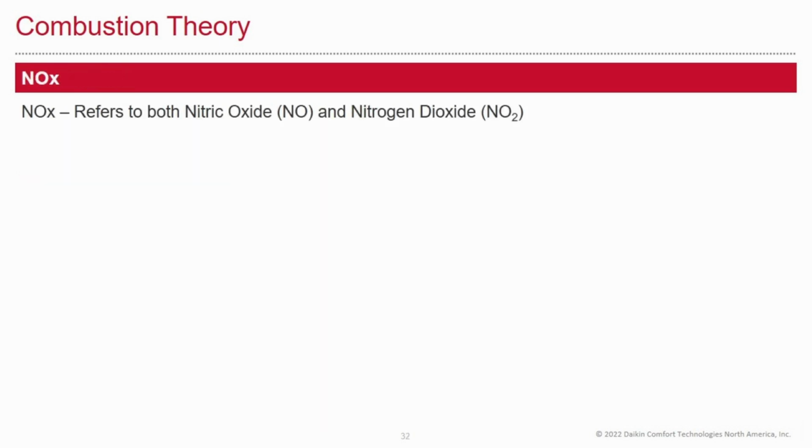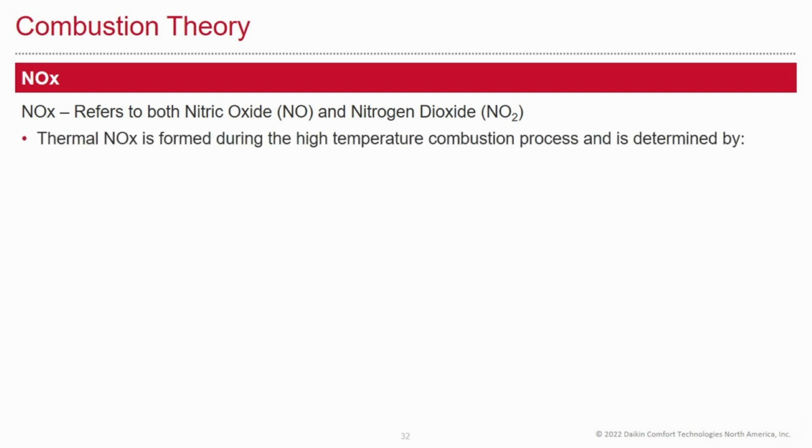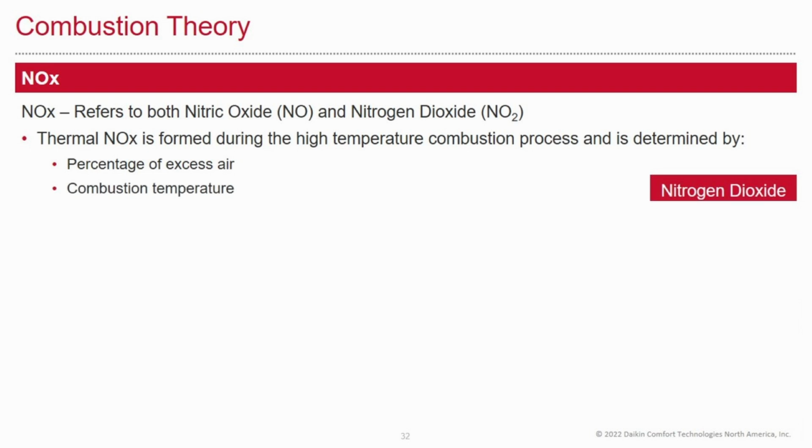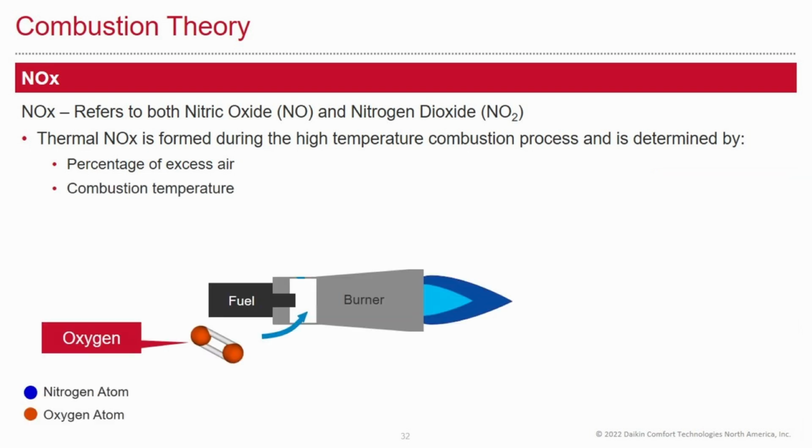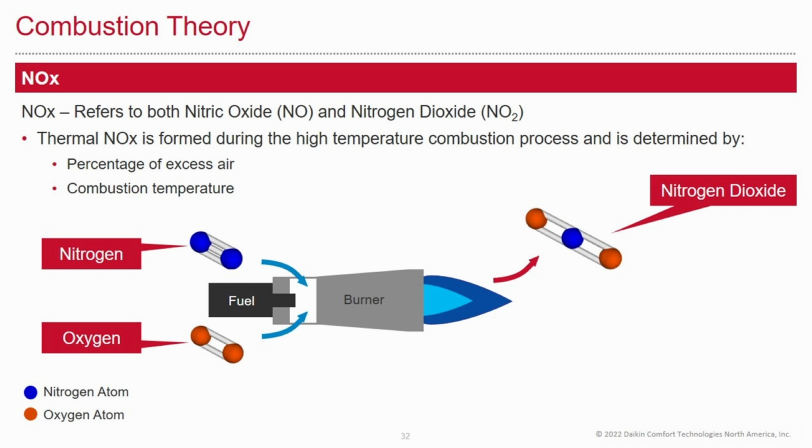NOx. NOx refers to both nitric oxide, NO, and nitrogen dioxide, NO2. Thermal NOx is formed during the high-temperature combustion process and is determined by the percentage of excess air and combustion temperature. We have oxygen and nitrogen entering the burner as combustion air, and the byproduct of combustion is nitrogen dioxide and nitric oxide.